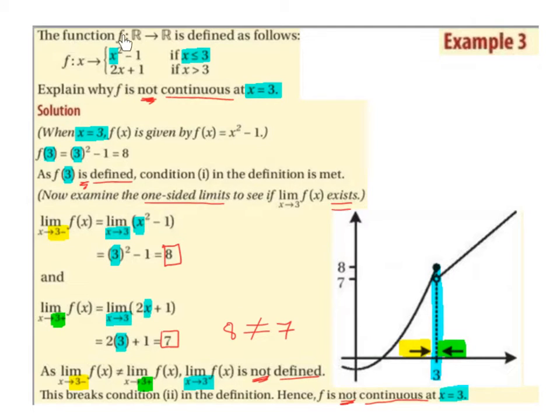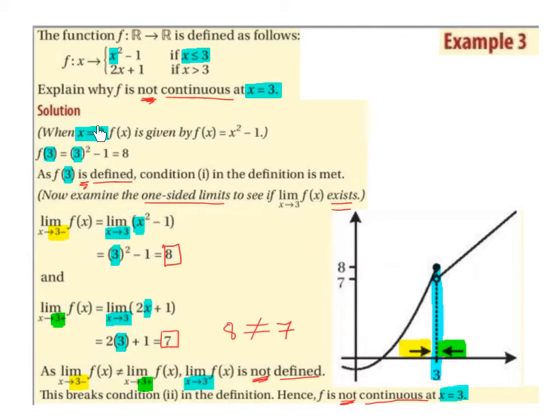The function f from R to R is defined as follows. f of x maps to x squared minus 1 if x is less than or equal to 3, and 2x plus 1 if x is greater than 3. Explain why f is not continuous at x is equal to 3.